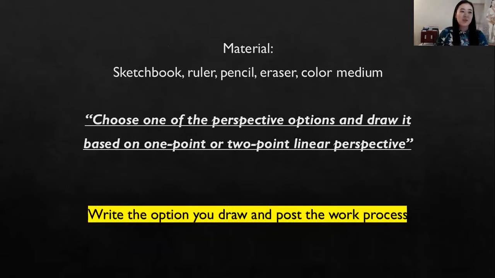For this project, you will need a sketchbook, ruler, pencil, eraser, and any color medium you have. And I will give you 9 options for this project. Please choose one of the perspective options and draw it based on 1-point or 2-point linear perspective. And as usual, please write which option you chose and post the work process image on the Moodle room.